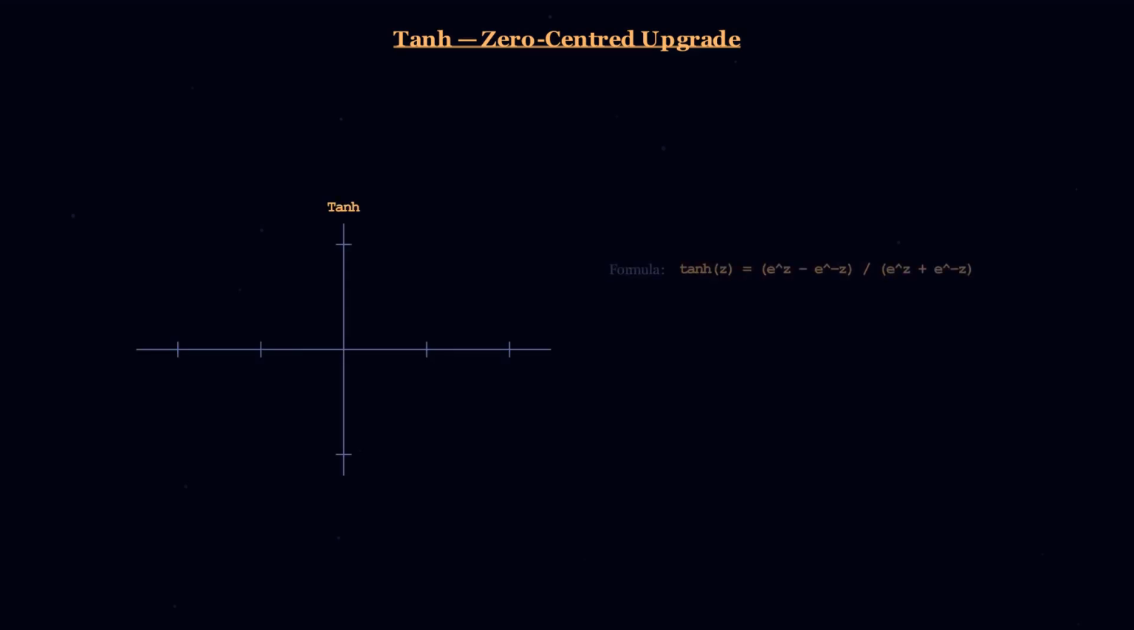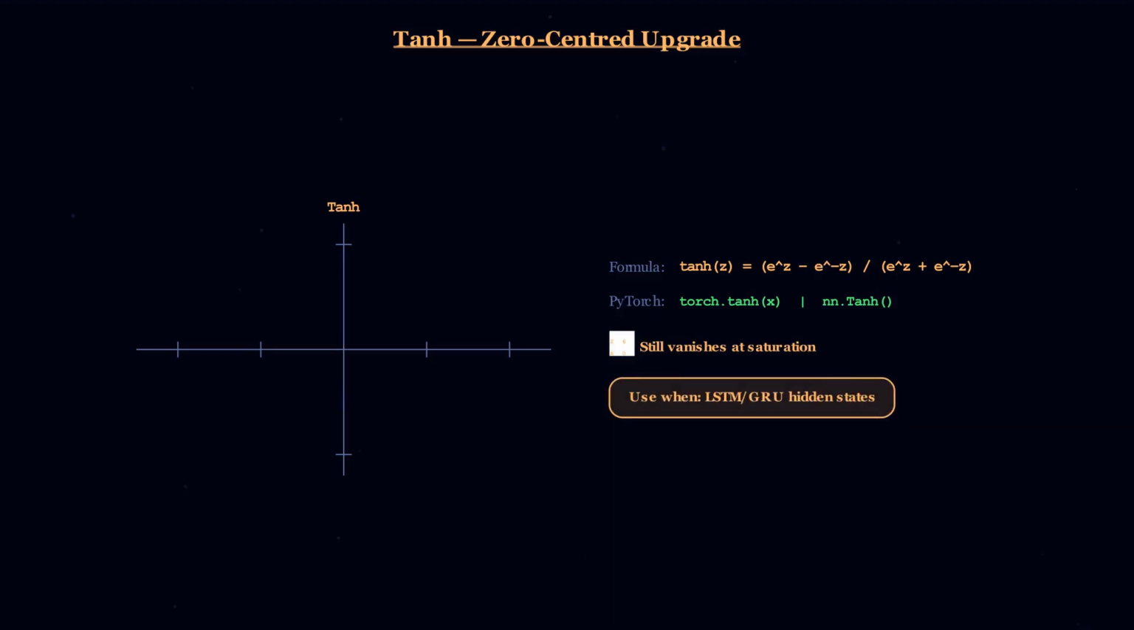ReLU replaced it there. Tanh, hyperbolic tangent. The zero-centered upgrade to sigmoid. Formula: tanh of z equals e to the z minus e to the minus z, divided by e to the z plus e to the minus z. Output is between minus 1 and plus 1, centered on 0. PyTorch: torch.tanh of x, or nn.Tanh. The derivative is 1 minus tanh squared of z, maximum value of 1 at z equals 0. Stronger gradient than sigmoid at the origin.